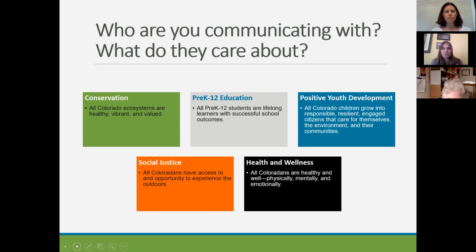And so take just a minute, and at the top of your screen, I think on some devices that may be on the bottom, you should have a toolbar that has an annotate button. Pick a stamp or use a tool and just mark on the screen, where do you feel like the outcomes you're working towards fall? Are you working towards conservation, pre-K-12 education, positive youth development, social justice, or health and wellness? And you can click more than one box. Some of us are definitely working towards multiple.